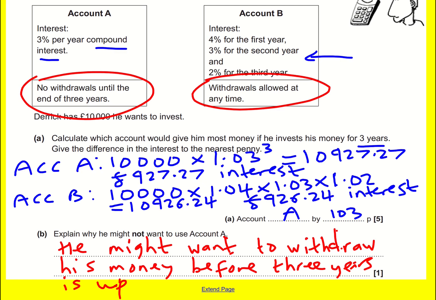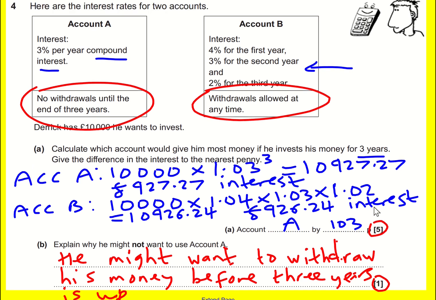Personally, it seems a very small interest gain for not being able to access that money for 3 years. So just going to gain an extra £1. So I think I'd go with account B here. Anyway, that's the answer.